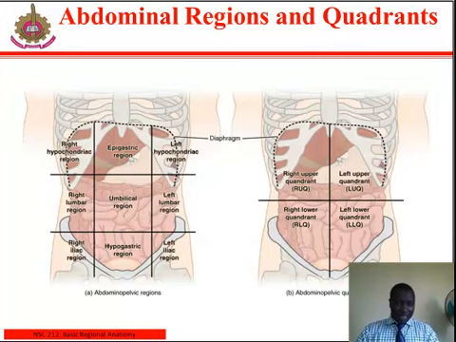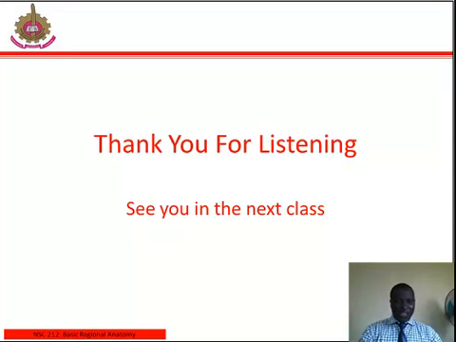Abdominopelvic quadrants. They are right upper quadrant, left upper quadrant, right lower quadrant, and left lower quadrant. Then the abdominal regions are right hypochondriac region, left hypochondriac region, epigastric region, right lumbar region, left lumbar region, umbilical region, right iliac region, and the left iliac region.